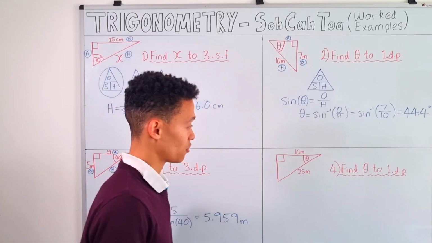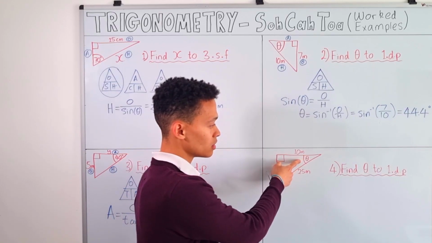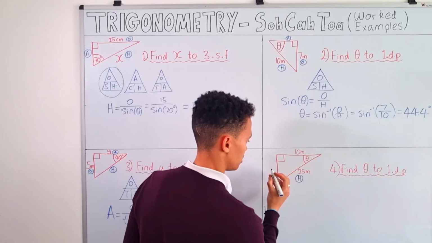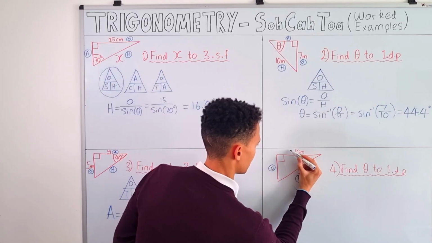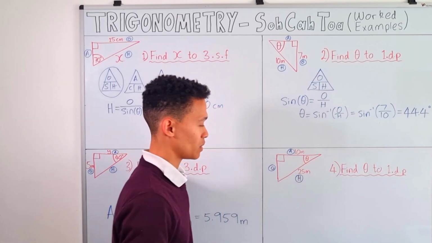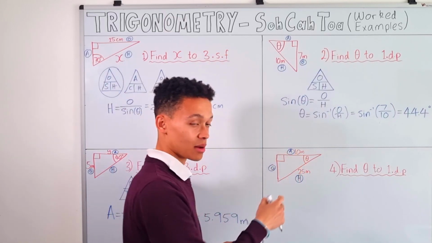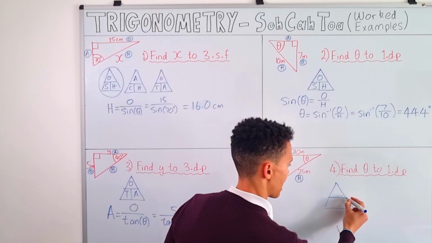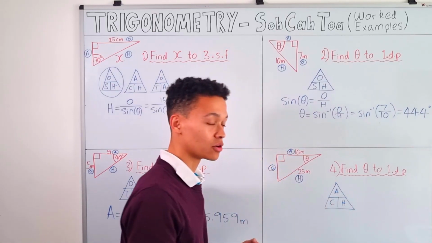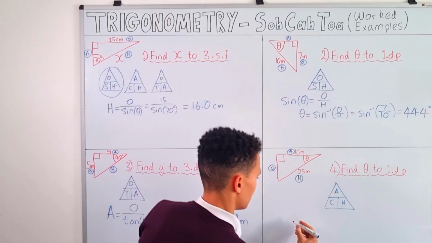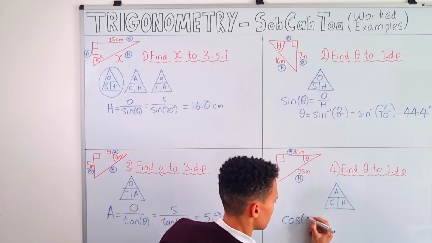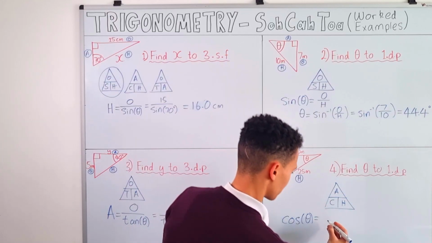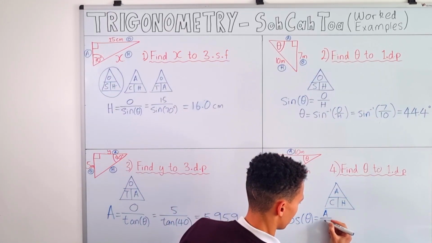And finally, question 4 asks us to find theta, the angle, to 1 decimal place. Again, we label our sides, the longest being the hypotenuse, the opposite, and the 10 meters being the adjacent. We want the triangle with the adjacent and the hypotenuse in it, which is CAH, C-A-H. Because we're trying to find the angle, we want to cover up the C. So C, or cos of the angle, is clearly equal to A divided by H. So cos theta is equal to A over H.